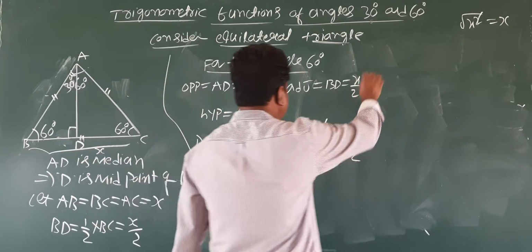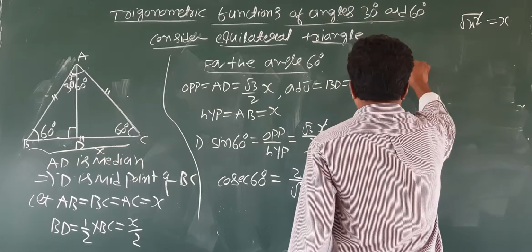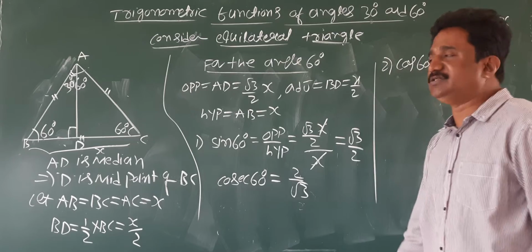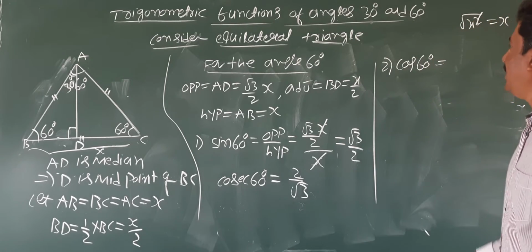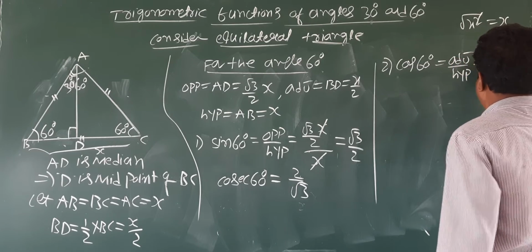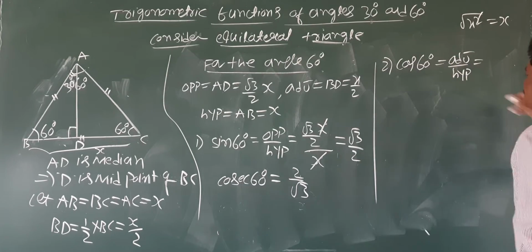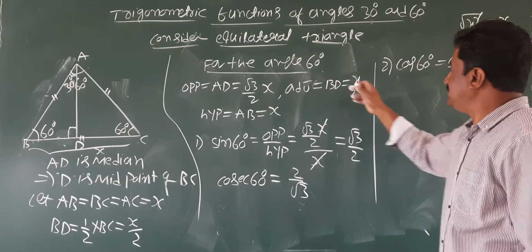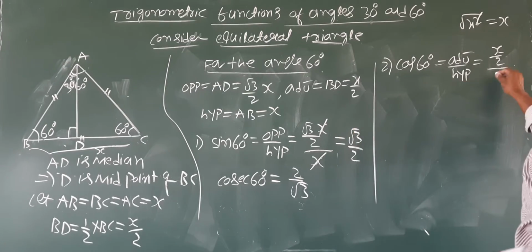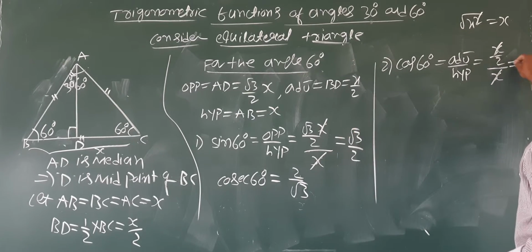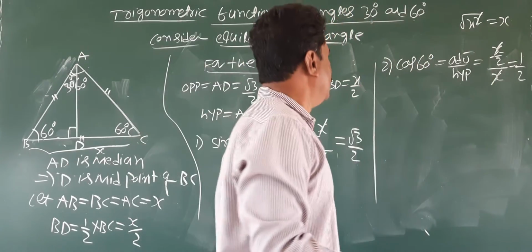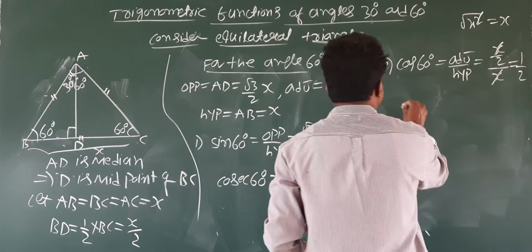Second one, cos 60 degree. Sin 60 is opposite by hypotenuse. Cos 60 is adjacent by hypotenuse. Tell me the measure of the adjacent side. Adjacent is x by 2 by hypotenuse. Length of hypotenuse x. The x cancels. Cos 60 degree is 1 by 2. The reciprocal of cos is secant 60.